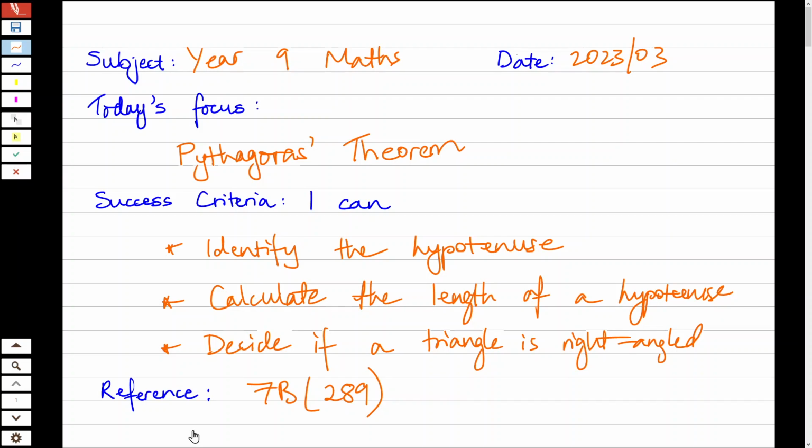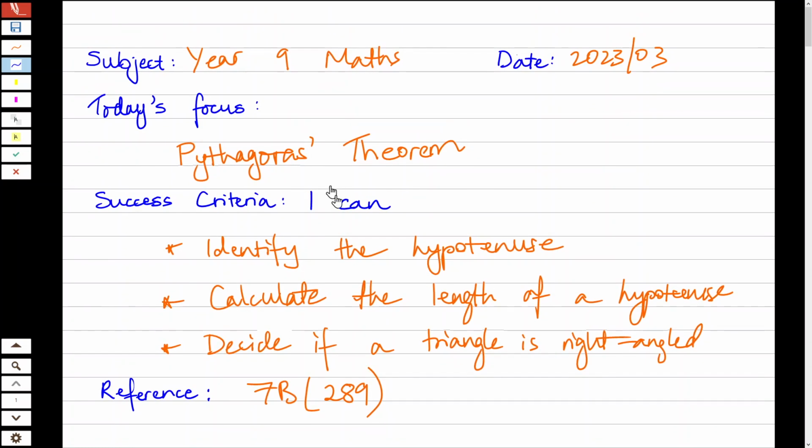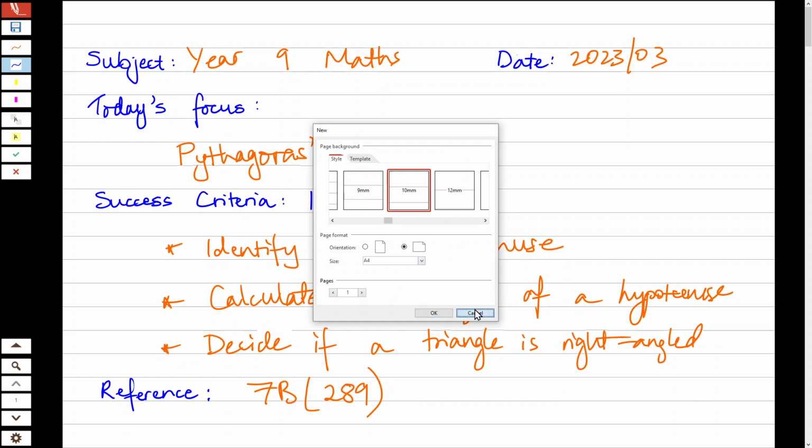Today we're learning about Pythagoras' theorem. Alright, so please have your books out. I'm going to teach you about Pythagoras' theorem. Your workbooks will be enough for today.